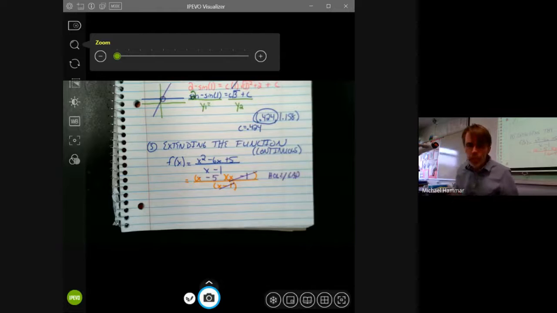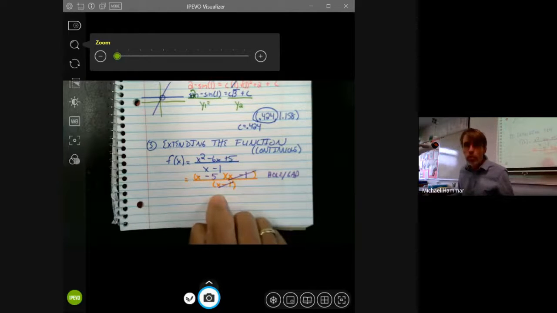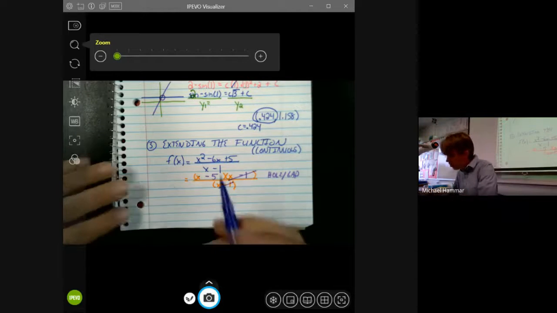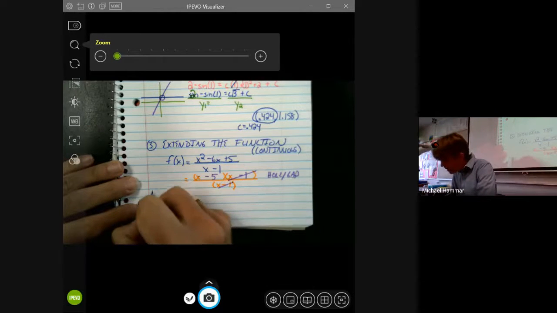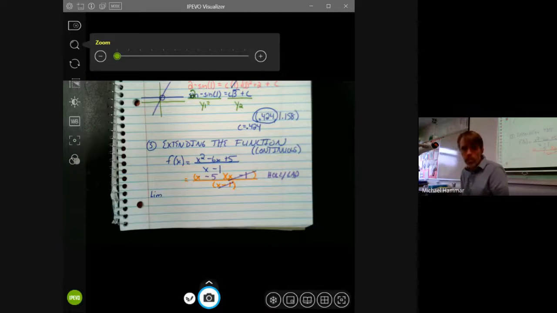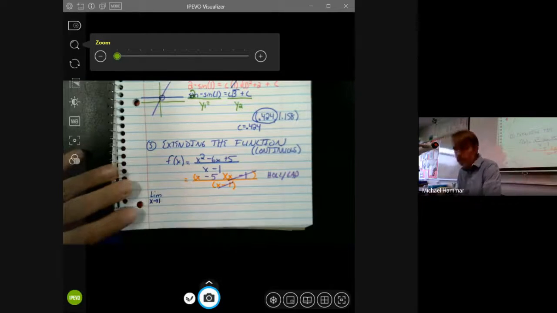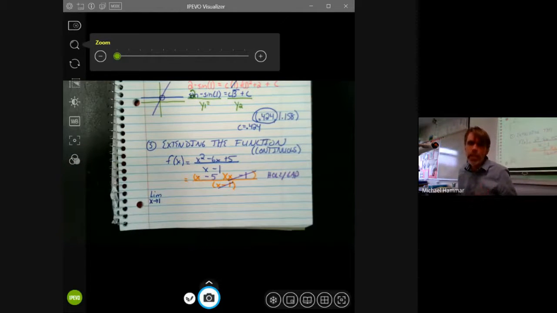So when you're trying to extend a function, you are trying to figure out what you need to put into that space to make sure that it is continuous. So we have to think about this as a limit. But the limit is going to be at what value? Well, where is the hole existing? Where is the gap existing? Well, that gap exists at x equals 1. So we want to find the limit as x approaches 1. We want to know what that is.